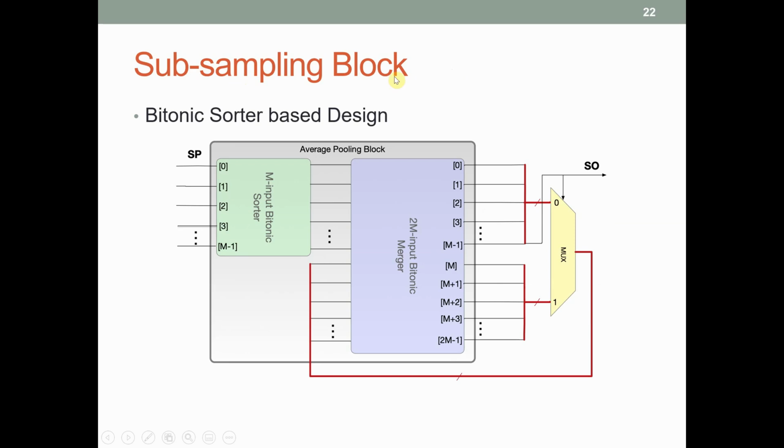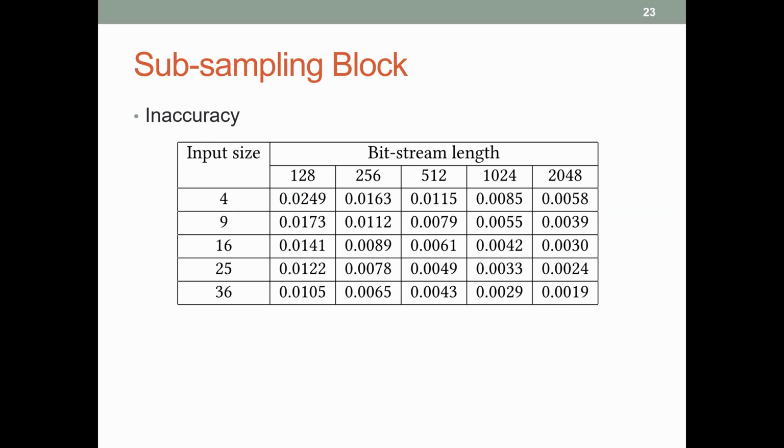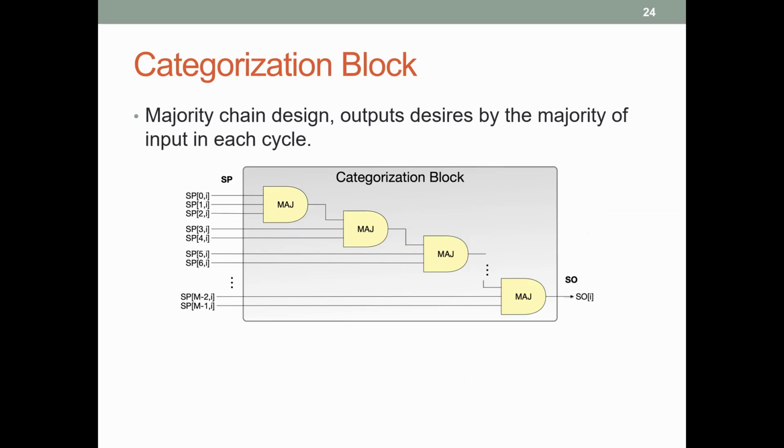The sub-sampling block, or the pooling, is also based on the bitonic sorters. This is the so-called half bitonic sorter, with the structure shown here. The details are also shown in the paper, so we are not discussing them in detail. Here we show the inaccuracy. You can see the inaccuracy is very small. It is even lower compared with the CMOS when it is implemented using stochastic computing.